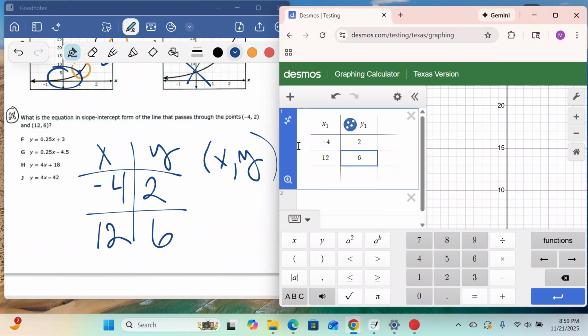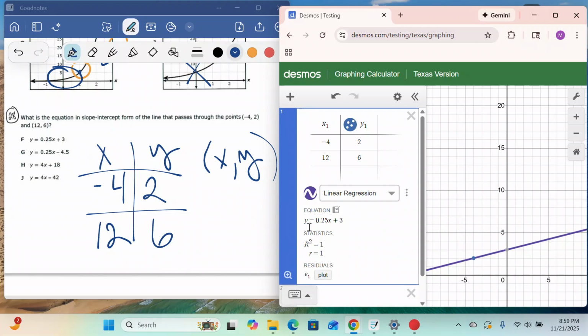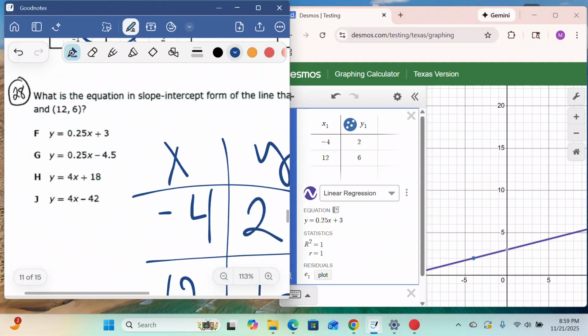Next step, after I input, I'm going to add regression, which is a leaf right here, and it's going to pop out the answer y equals 0.25x, which means my rate of change is 0.25, but that's not what they're asking for. They're asking for the slope-intercept form, which is this equation. So I look at that, and automatically I get rid of H. If you look at this, I get rid of that one and I get rid of that one. And it's going to be y equals 0.25x plus 3, and the answer is F, just by looking and having Desmos do the work for us.